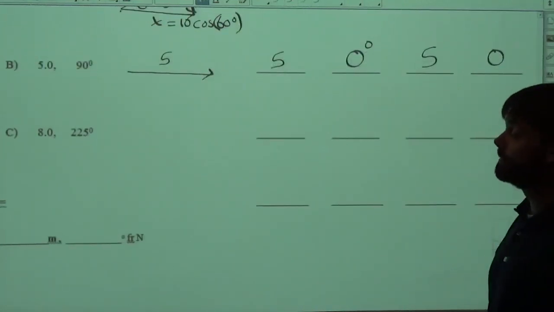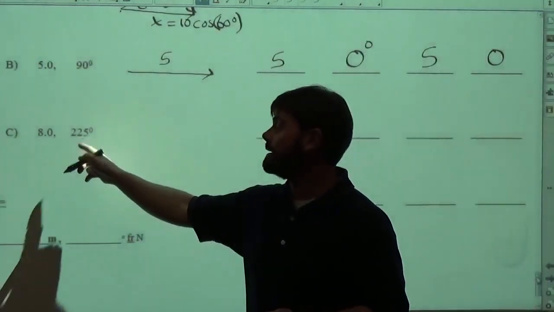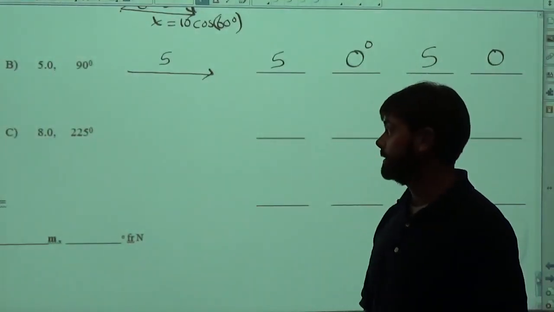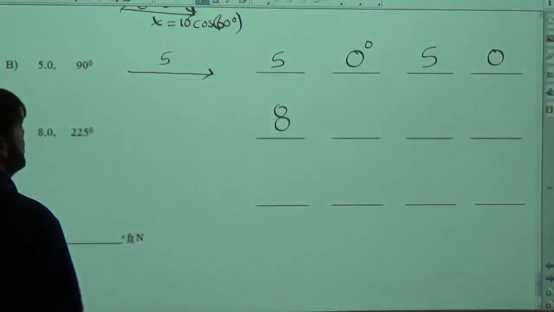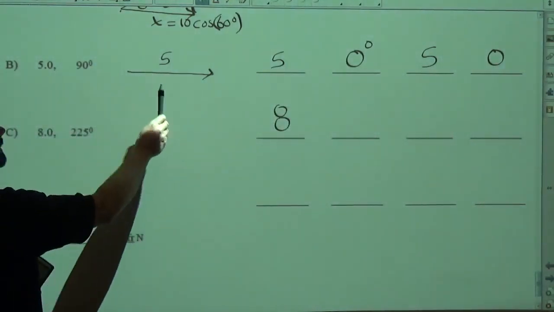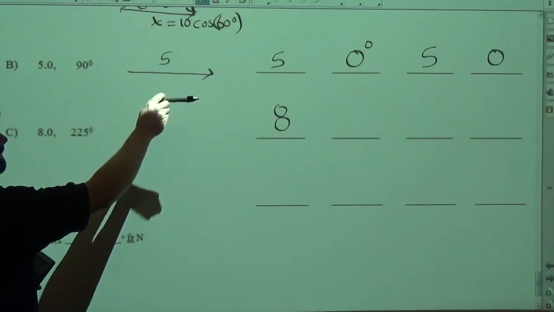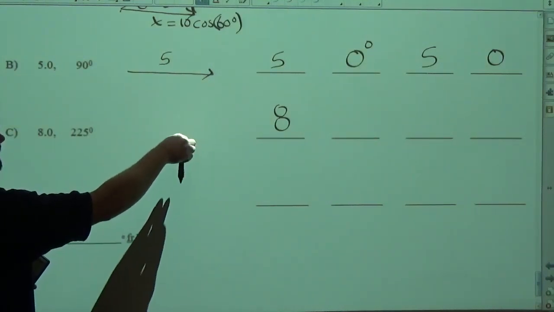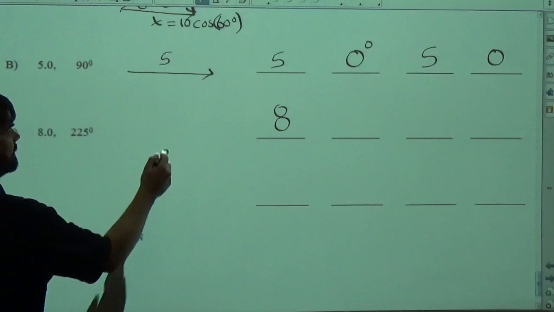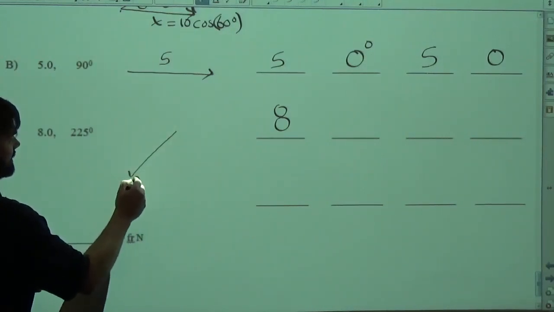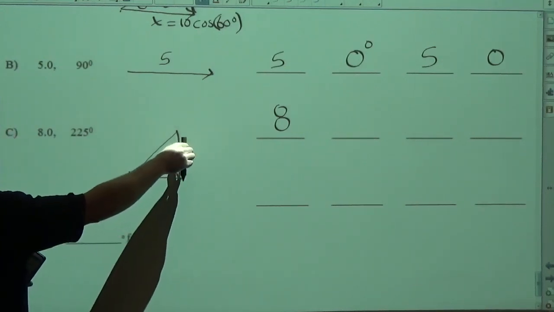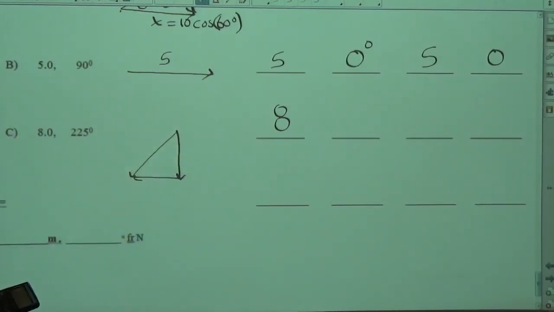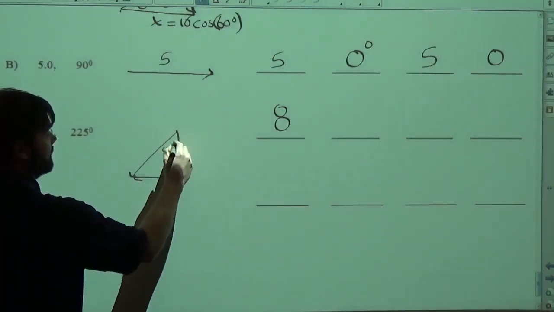Letter C, vector C, says it has a magnitude of 8 and a bearing of 225 degrees. So I know that the magnitude of it is 8. And 225, again, we got to think a little bit. Straight up and down is 0, straight to the right is 90, straight down is 180, and straight to the left is 270. So I know that this one will be pointed somewhere in this direction. So it's going to go down, and then it's going to go to the left. So again, 180 here, what do I need to add to 180 to get to 225? Means I would have to add 45 degrees.